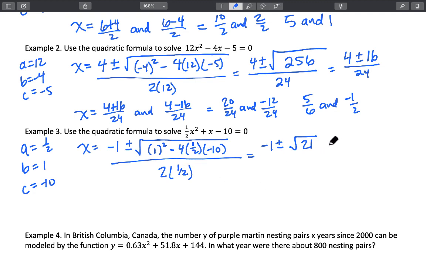All right, so 21 is not a perfect square, so we can just leave our solutions just as you see them here. We have x is equal to -1 plus the square root of 21 and -1 minus the square root of 21. Likewise, we could put those into our calculator and get their decimal equivalent.